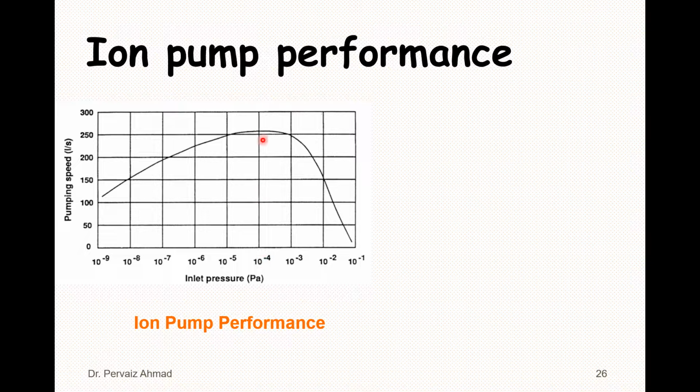After that, you can see that the pumping speed gradually decreases with the increased vacuum. As long as we proceed toward the higher vacuum or ultra high vacuum, the pumping speed is being reduced. So this is how we can graphically show the performance of the ion pump.